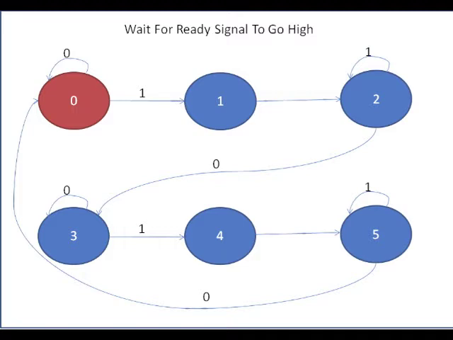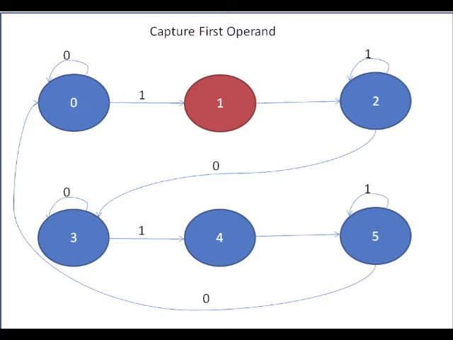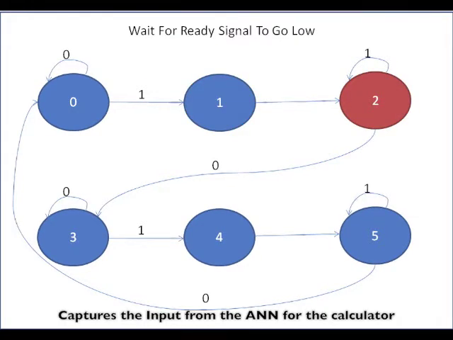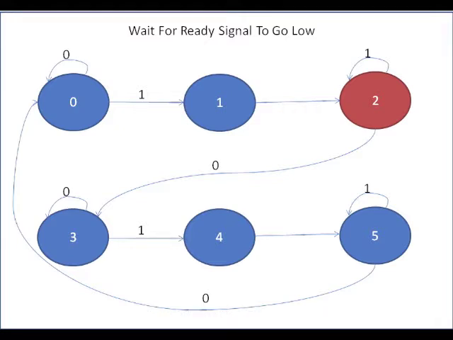The artificial neural network drives a signal high when the decision for a digit has been made. In state 0, we wait for the ready signal to go high. When it does, we transition to state 1, where we capture the value from the ANN as our first operand. We then transition to state 2, where we wait until the ready signal goes low. This is to prevent multiple captures on the same decision. We also assume that the ready signal will go low between decisions, which is a pretty safe assumption since the ANN takes over 400 cycles to come to a decision.